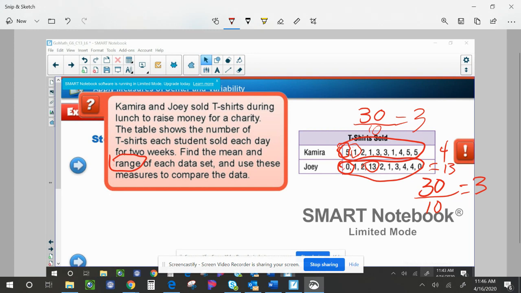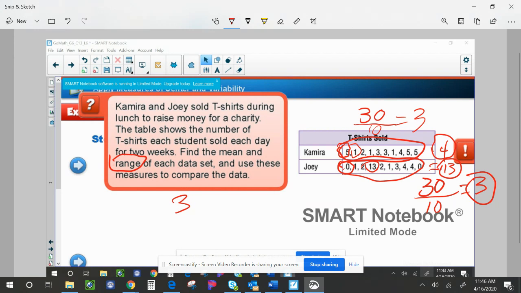So our range is really different in this data set, right? Joey is selling the same amount because his mean was 3, but he's selling different numbers on different days, right? Some days he's not getting any sales, and this day, whoa, he had a whole bunch of sales. While this one of 4, she's getting relatively about the same on each day, as we see 5, 5, 4, 4, 4. So even though they sold the same amount of shirts, and we figured out the mean was 3, Joey had a lot of different variation. He sold more shirts on some days than he did other days.